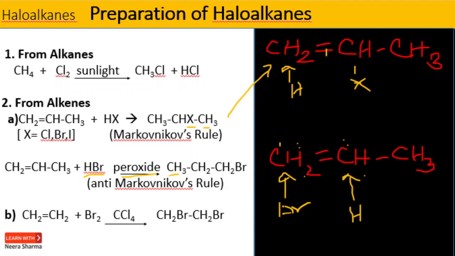So I will get a 1-bromo product. Here I am getting 2-bromo. So mostly we use these reactions when I have to change the position from 1 to 2 in a halogen compound. So next, what are we having?